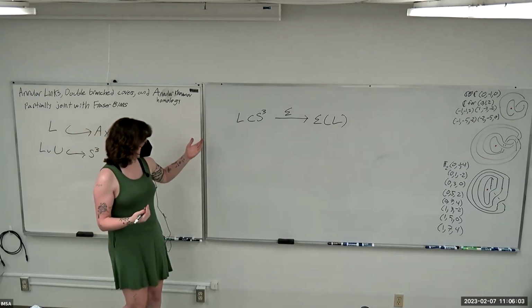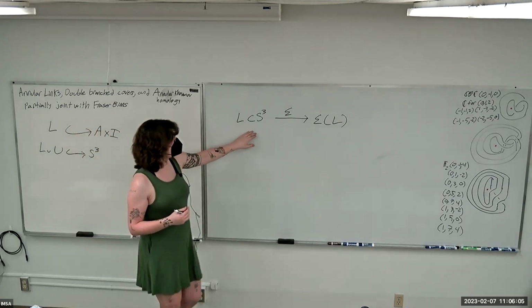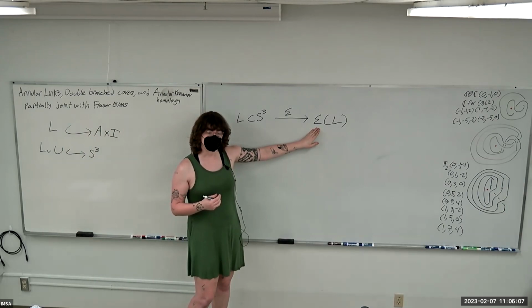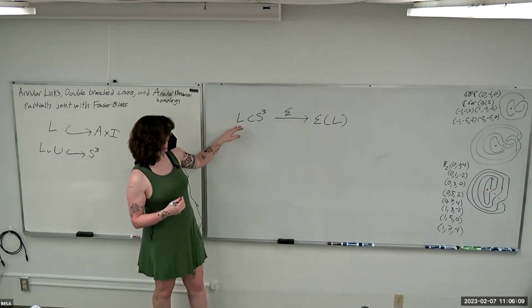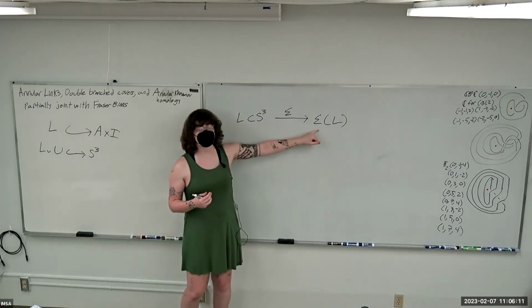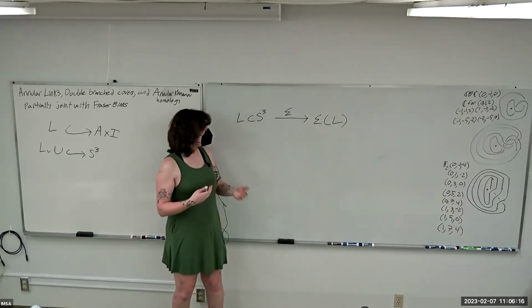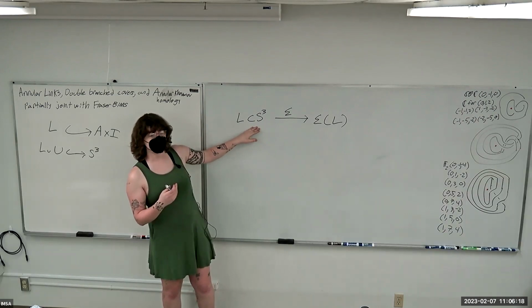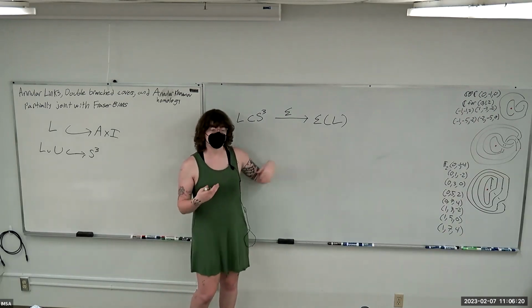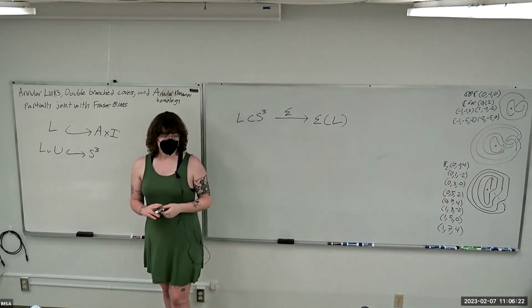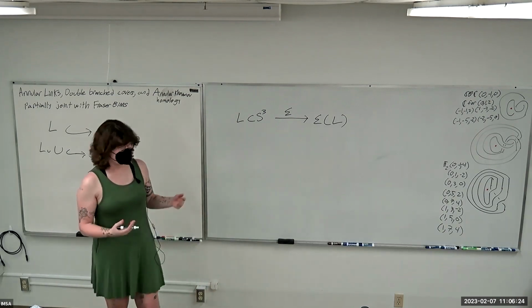And this is a great way to study links, because you have these nice tools you can use about 3-manifolds, and all of a sudden, if you want to prove something about a link, maybe you can prove something about the 3-manifold you've built and then learn about the links that way. Or vice versa, maybe you know a lot about your link and want to prove something about your 3-manifold. So this sort of correspondence has been used to great effect, right?